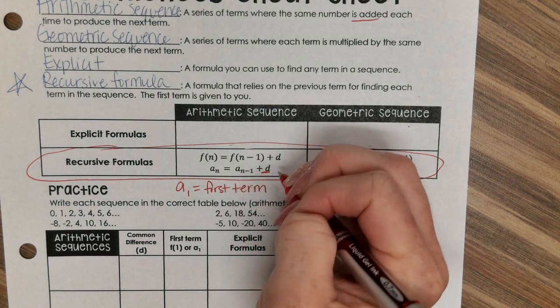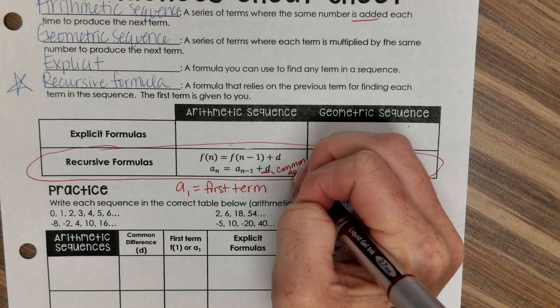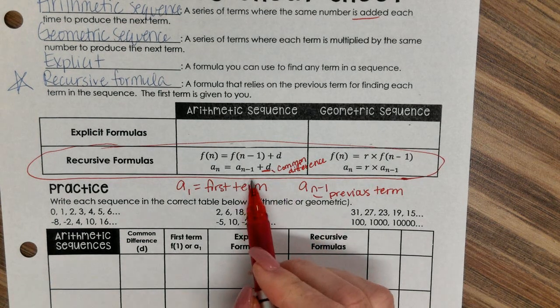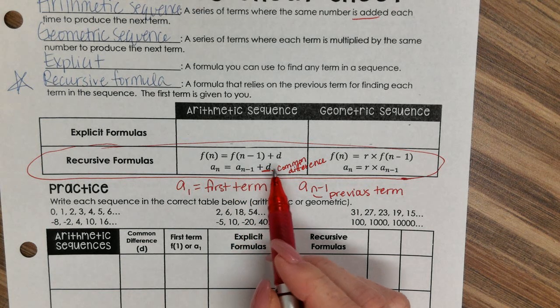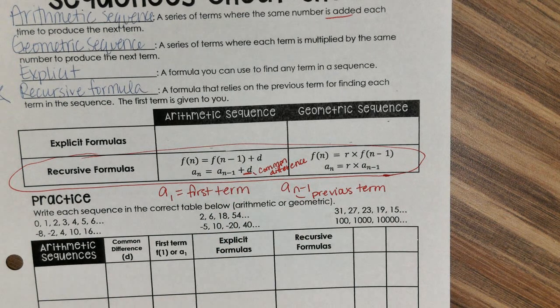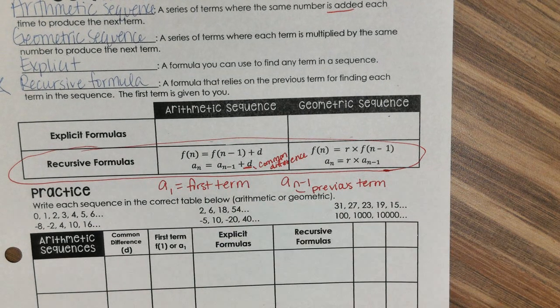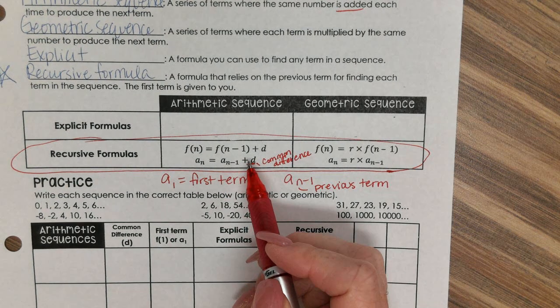This is the common difference. That's what you're adding. And all this means is the term before it. So it's just saying take the term before it and add 3. That's all the recursive formula is. This will always say a sub n minus 1 because it's basically saying take the term before it and add 3. Make sense? Yes or no?